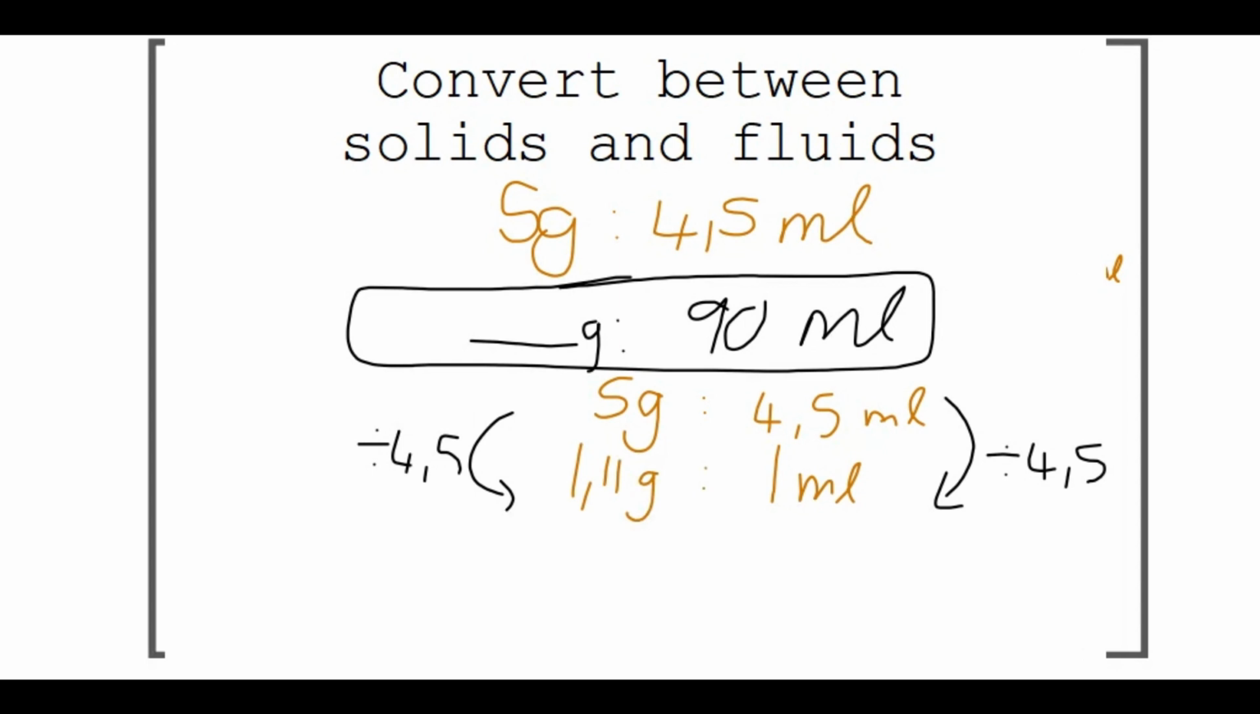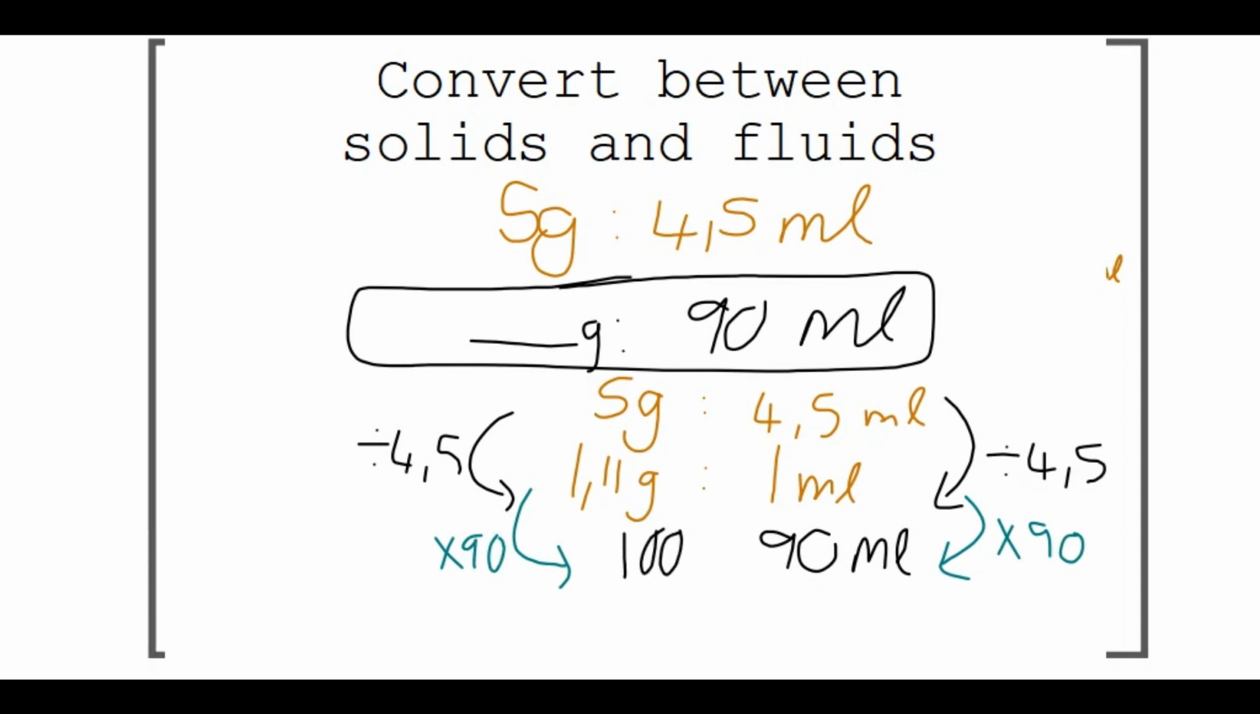Now I'm ready to go to 90 milliliters. How do I go to 90 milliliters? I'm going to say 1 times 90, which means on the other side I also have to multiply by 90. So 1.11 multiplied by 90 gives me 100 grams. And there's my answer. So they wanted to know what 90 milliliters of salt would be. 90 milliliters of salt would be 100 grams.